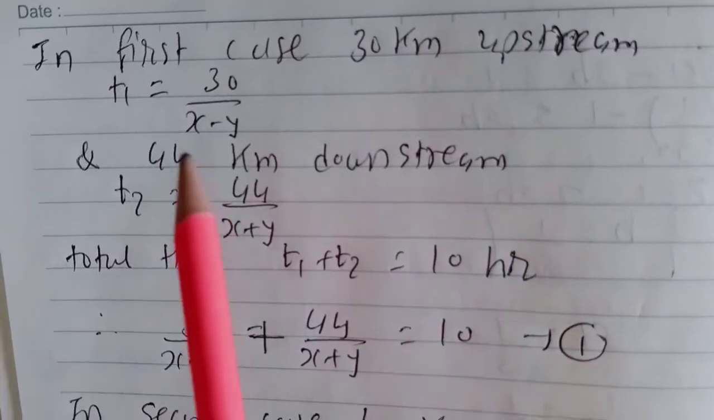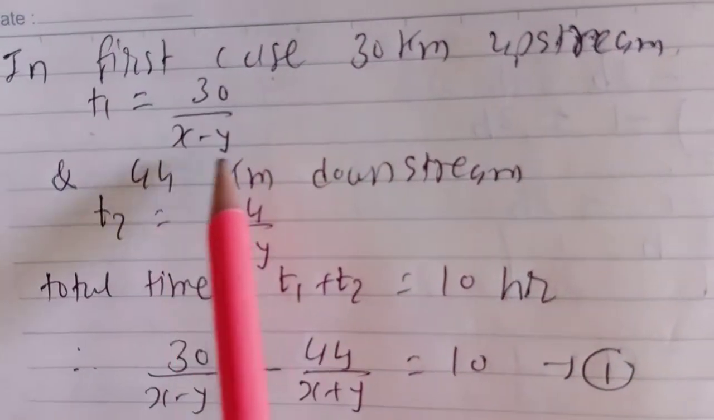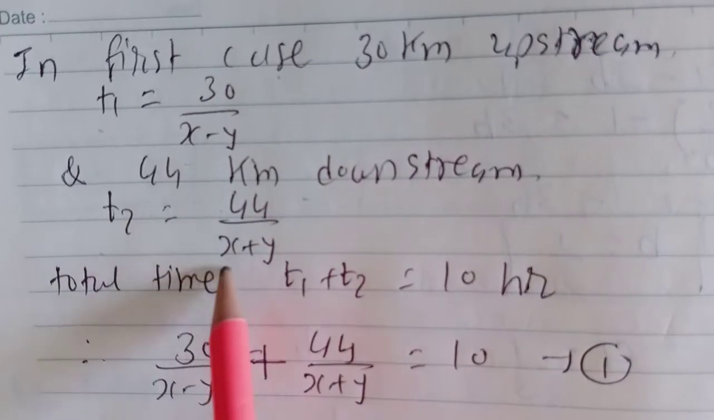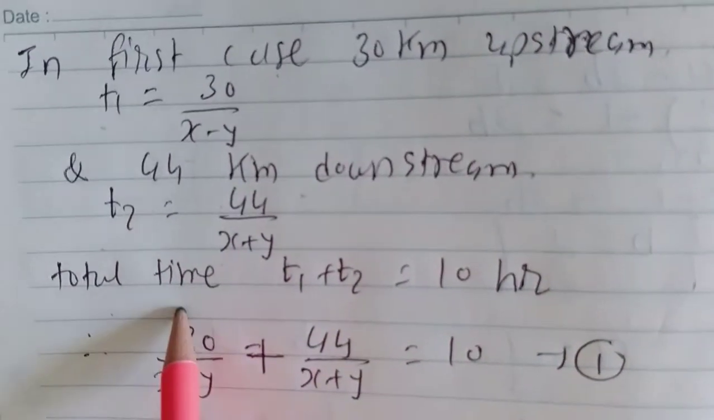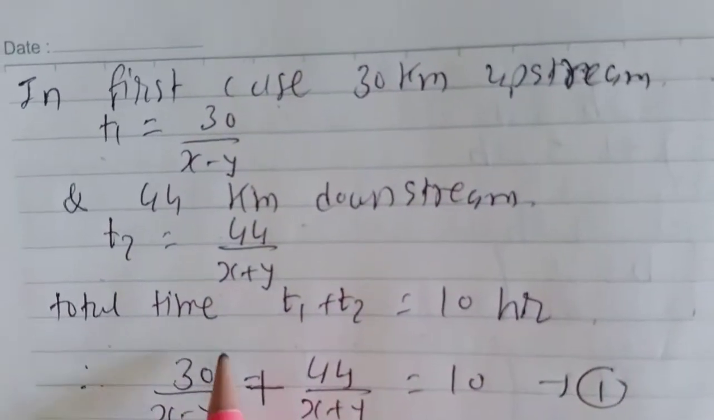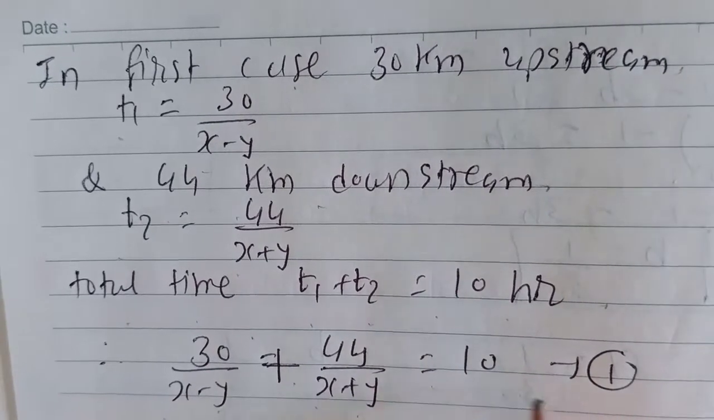According to the data, in the first case, 30 km upstream, so t1 is equal to 30 upon x minus y, and 44 km downstream, so t2 is equal to 44 upon x plus y. Total time is t1 plus t2, which is equal to 10 hours. So 30 upon x minus y plus 44 upon x plus y is equal to 10, equation number 1.